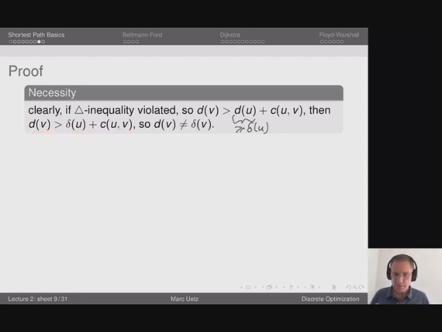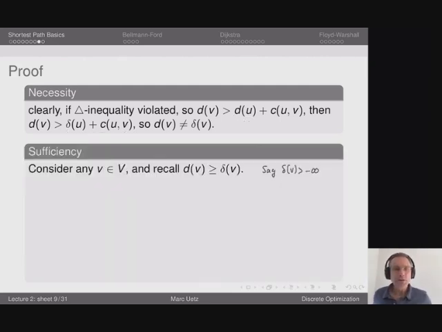And next, by the triangle inequality for the shortest path length delta, I know that this is a lower bound for delta of v, right? So this is just the triangle inequality for the true shortest path lengths. So hence, we get that d of v is strictly larger than delta of v. And then these labels D do not represent shortest path lengths. So it's a necessary condition that the triangle inequalities are fulfilled if these distance labels D want to be true shortest path lengths.